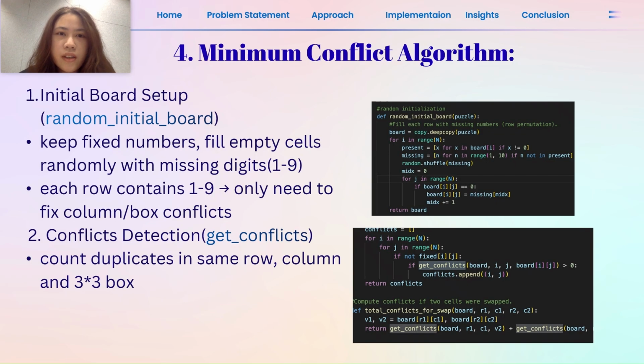First, in the initial board setup, the algorithm keeps the given numbers and fills the empty cells randomly, so each row already has all digits from 1 to 9. That means it only needs to fix column and box conflicts later. Second, the conflict detection function counts how many times a value breaks Sudoku rules by checking in the same row, column, and the 3x3 box.